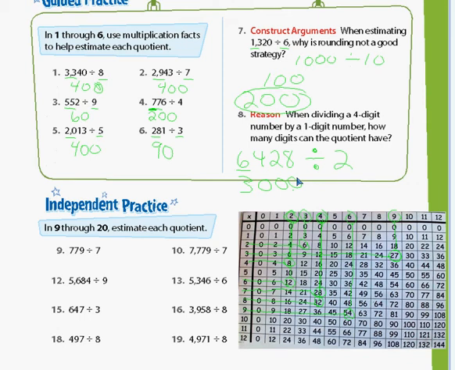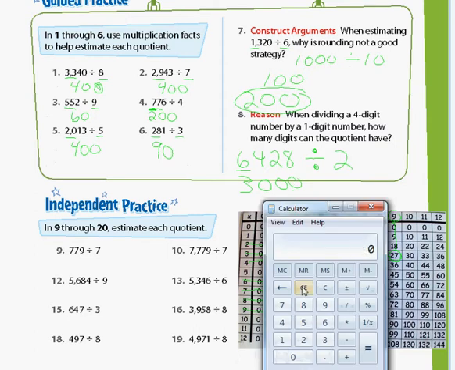And let's just check with the calculator, make sure I didn't make a mistake, or see if it's not off by quite a bit. Clear that. So I got 6,428 divided by 2 equals 3,214. So we can have a 4-digit quotient when we're dividing.